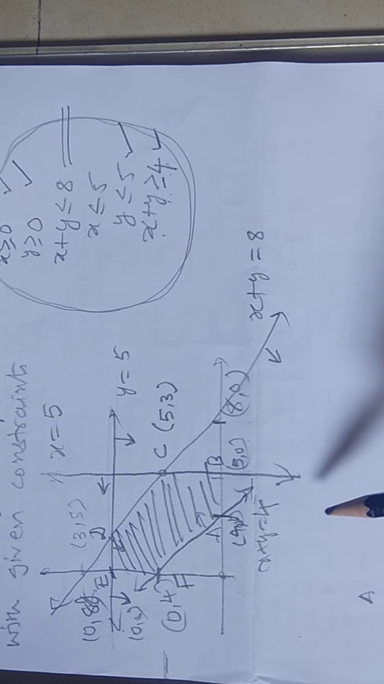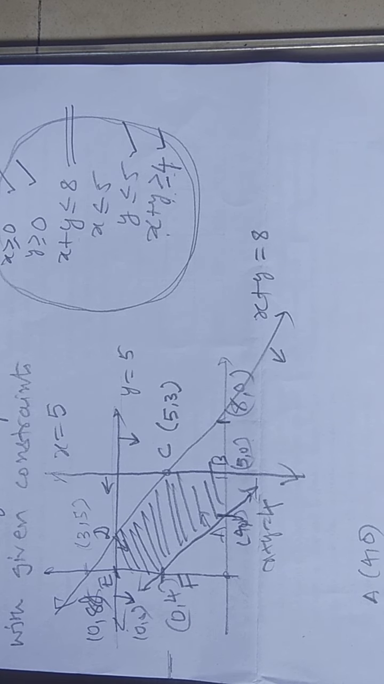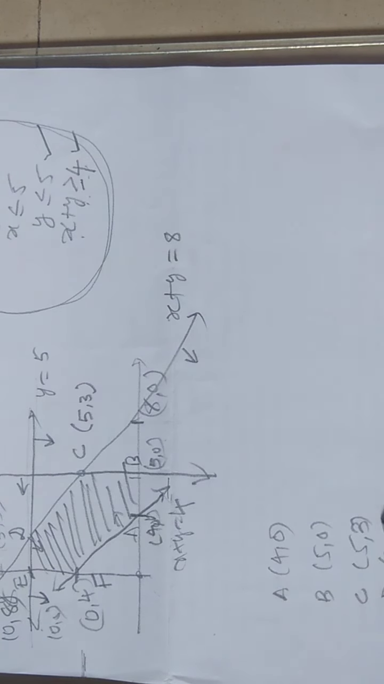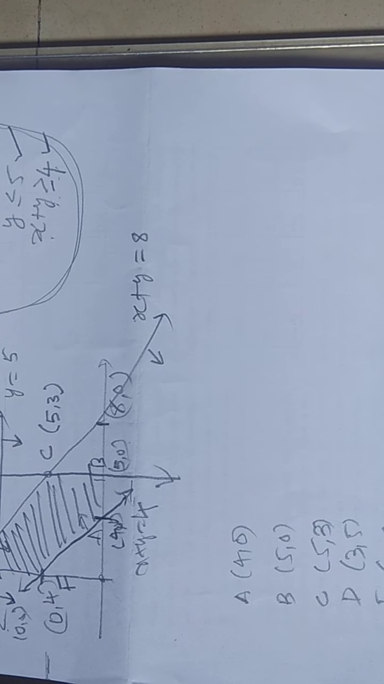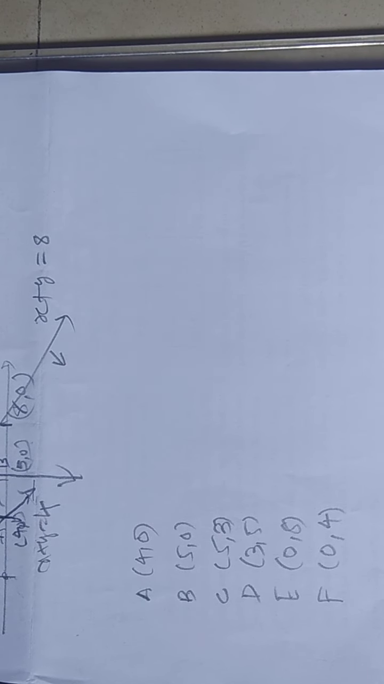And I'm going to note down their coordinates. A is nothing but (4, 0). B is nothing but (5, 0). Then C is nothing but (5, 3). D is nothing but (3, 5). E is nothing but (0, 8). And F is nothing but (0, 4). Always you have to get the boundary points, all the boundary points of the feasible region, whatever the final shading is, those boundary points.